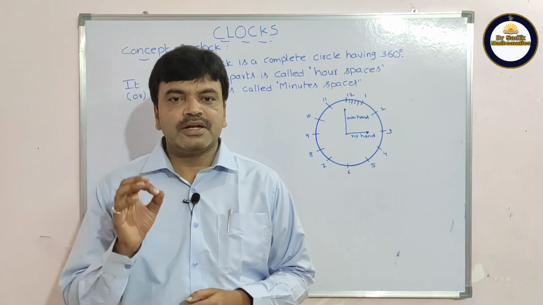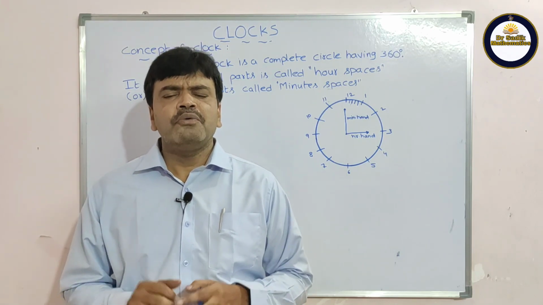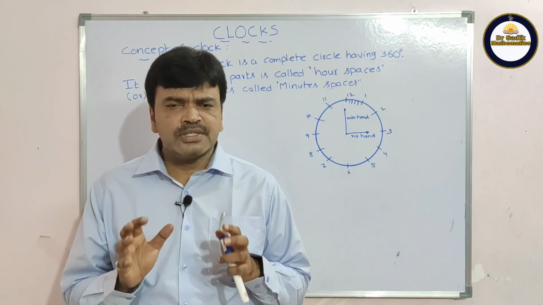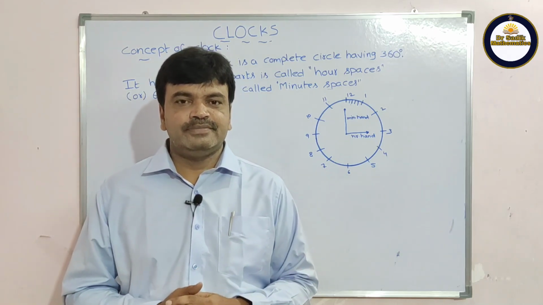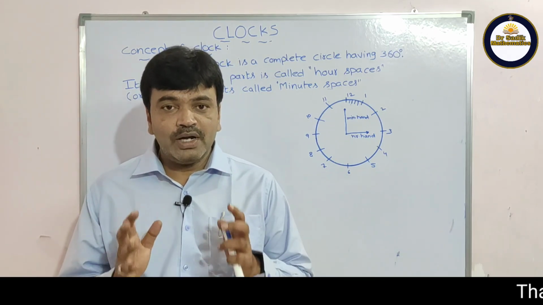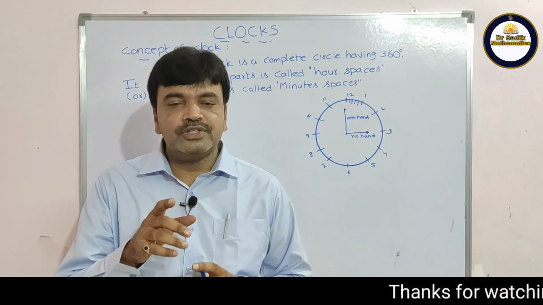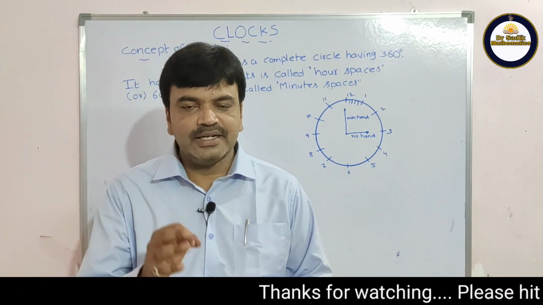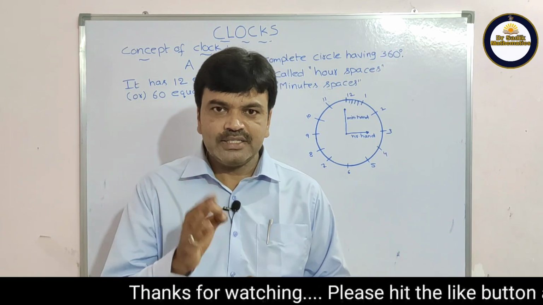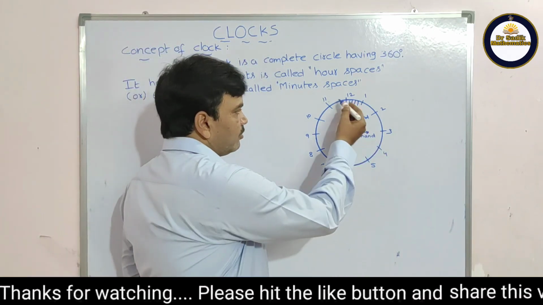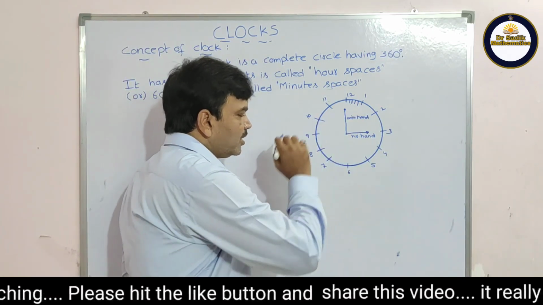Let us start the concept. What is the general shape of the clock? Exactly. The shape of the clock is a circle. Let us see.